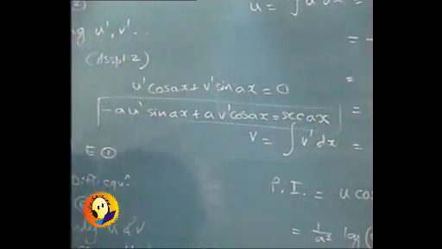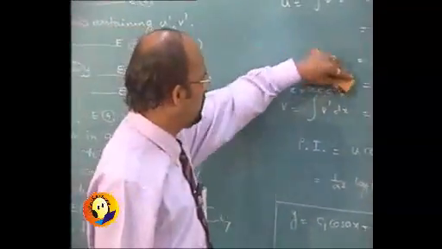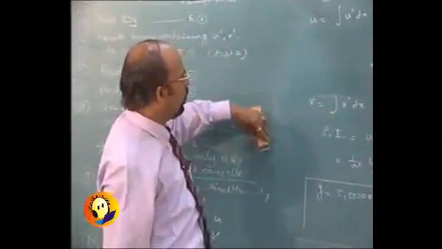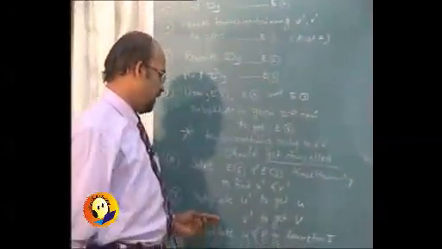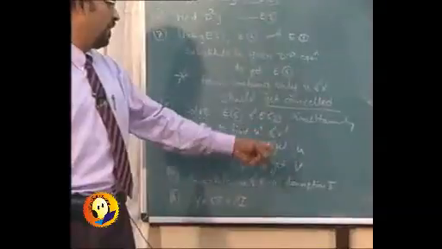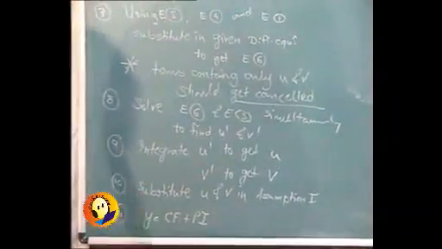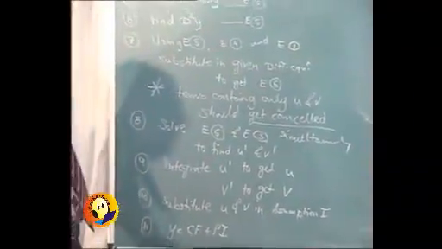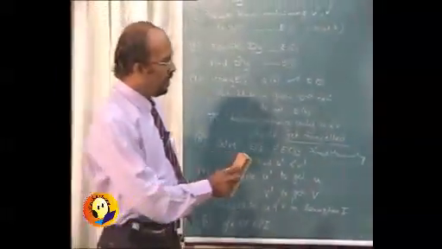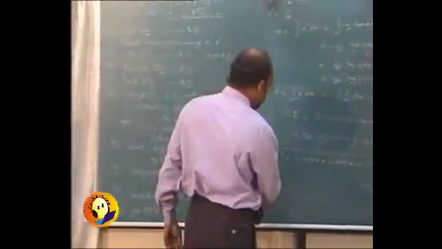And equation 3 and assumption 2, they were solved simultaneously to obtain u dash and v dash. And after integrating u dash and v dash, we will get u and v, which are to be substituted in the assumption, and y equal to CF plus PI was the given solution. Let us solve 1 or 2 problems more.